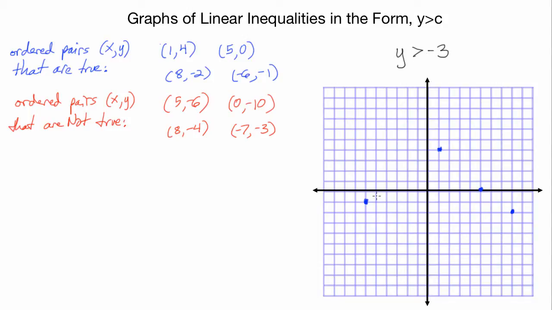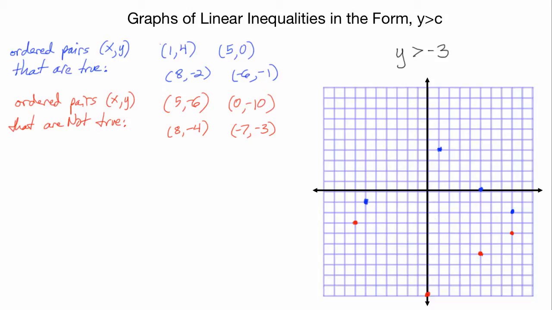So let's graph these points and kind of see what we got going on. So 5, -6 is right down here. 0, -10 is going to be right here. 8, -4, it's going to be right down here. And -7, -3 is going to be right here. Okay, you may not see a clear picture, but we're starting to piece together where on my graph are representative solutions and where on my graph is not representative solutions.